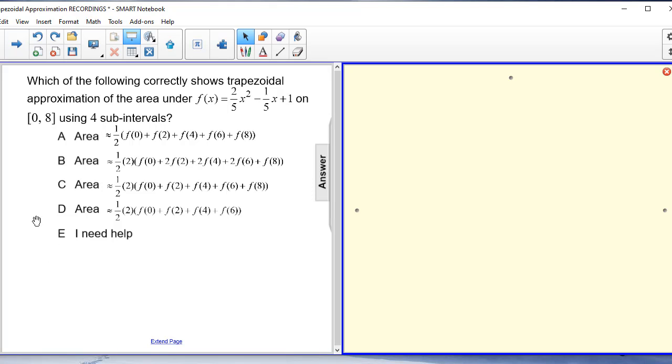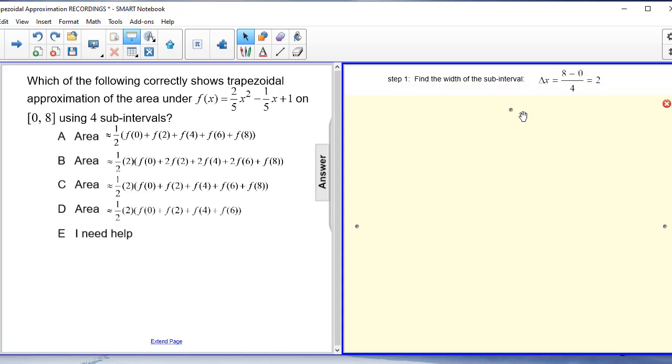Which of the following correctly shows the trapezoidal approximation of the area under the curve represented by f(x) = 2/5 x² − 1/5 x + 1 on the closed interval 0 through 8 using 4 subintervals? We're going to do this in 3 steps.